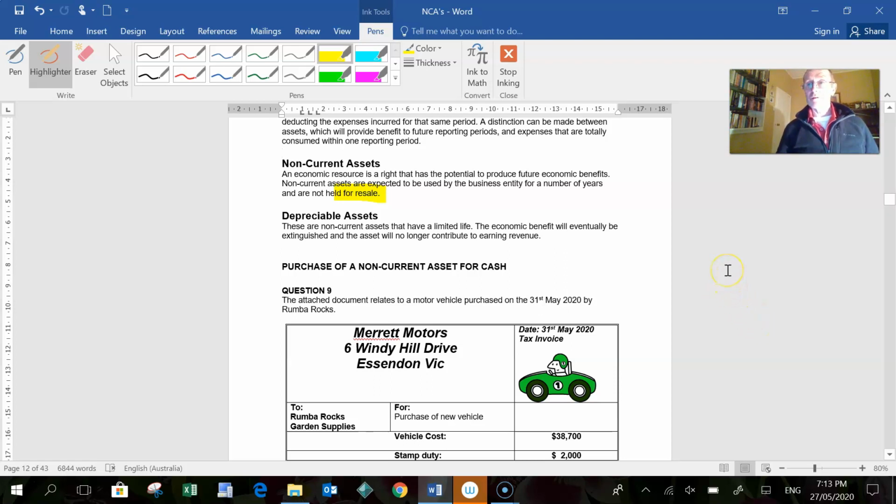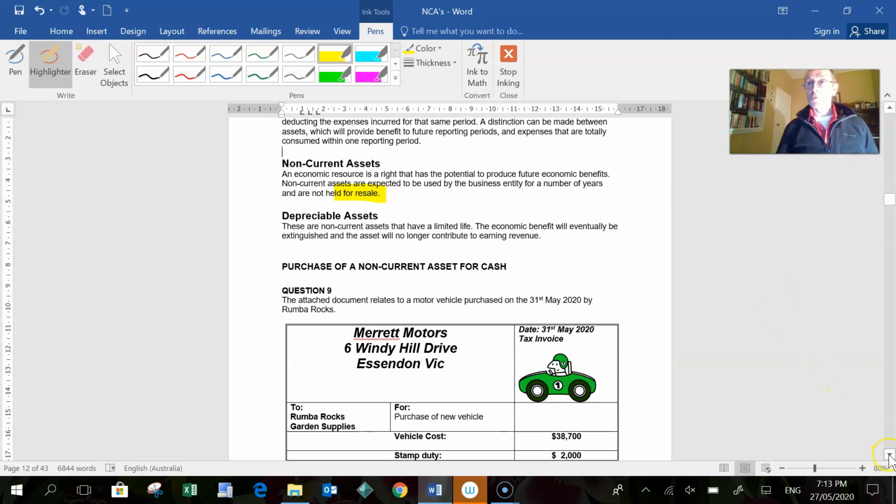But most other non-current assets are depreciable, so the usual suspects will be furniture and fittings, computers, equipment, vehicles. So that type of non-current asset will have its economic benefit consumed over time.